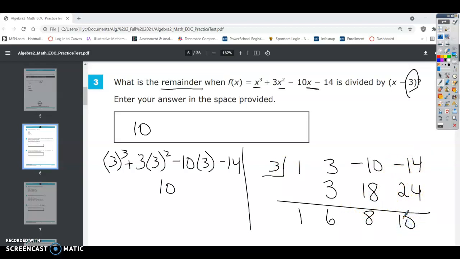So when you do division, you divide out this term. So it would be x squared plus 6x plus 8 with a remainder of 10 over x minus 3. So you get the same remainder here. You could also write this as 10 over x minus 3. All right, so the answer for number 3 is 10.